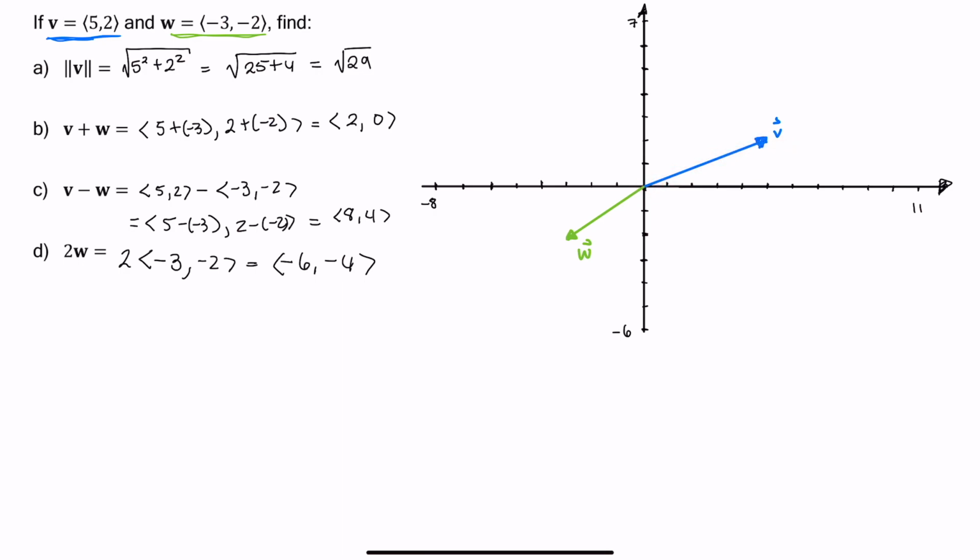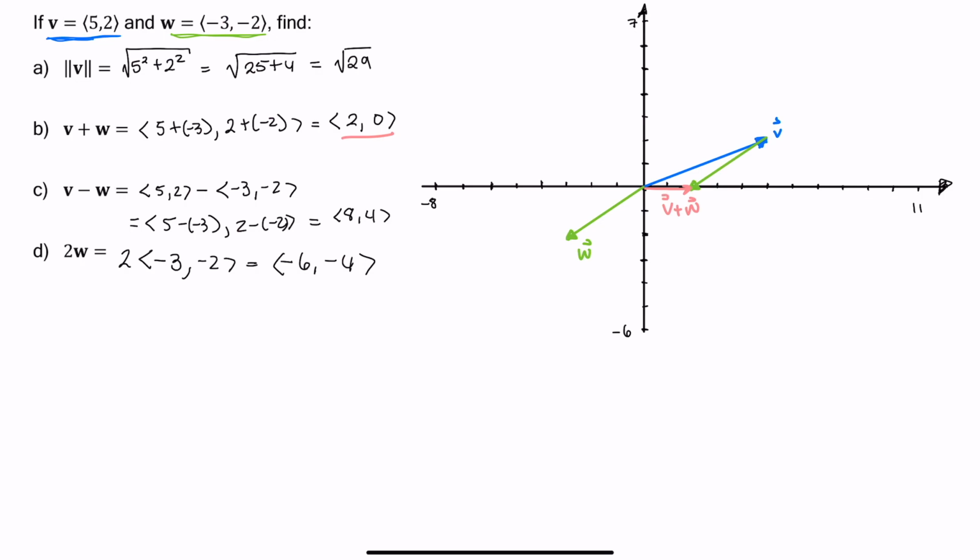Now v plus w, for vector addition, you can move these, and I'm going to use technology to help, tip to tail. So if you noticed, I pasted this here, and there it is. Here is the vector ⟨2, 0⟩, the result. This is v plus w here.